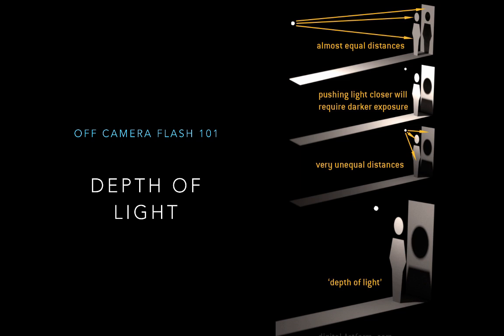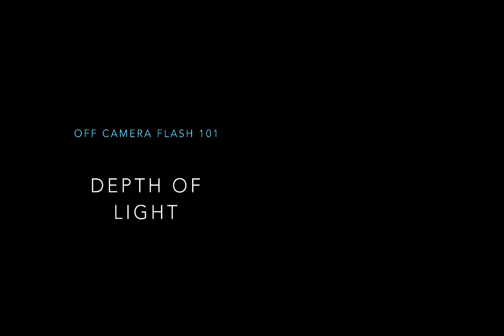The relationship between the subject and the background is very close together in relationship to how far that light source is. As you push that light closer, then the difference between the subject and the background becomes much more important because that light fall off happens much greater the closer you are to the light. So depth of light again is very important to understand.